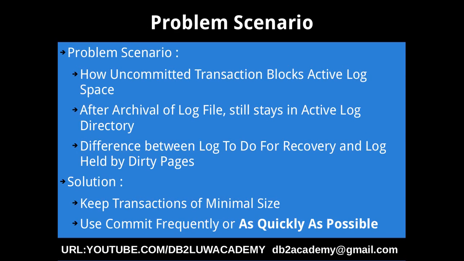This slide talks about the problem scenario. We want to demonstrate how even a single simple uncommitted transaction can block, or I think the correct word is hog, your active log space. What I mean is, if a log file contains an uncommitted transaction, it will get archived, but even after archival, it still stays in the active log directory. One disadvantage is that it is going to consume hard disk space in the log directory.